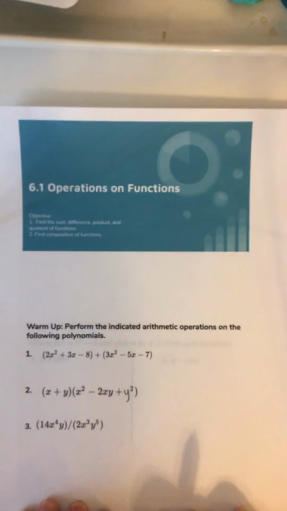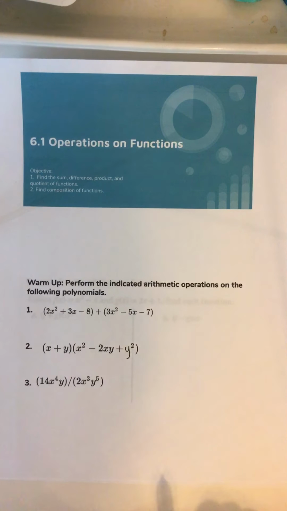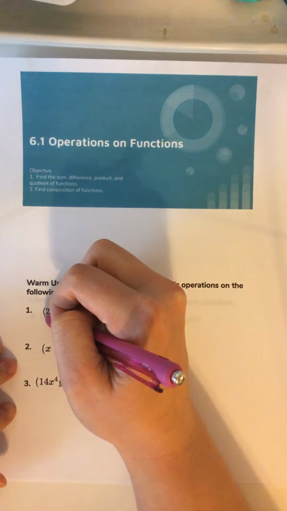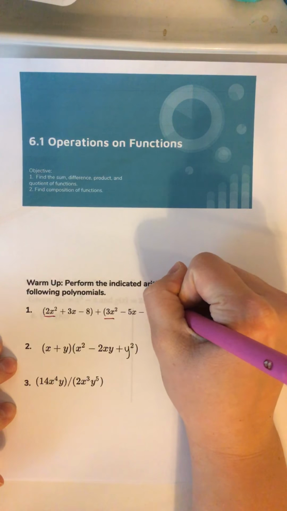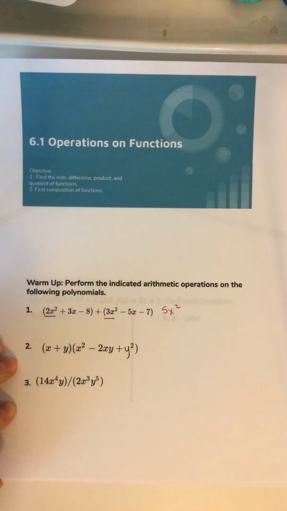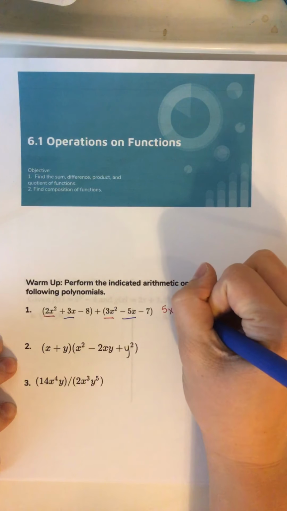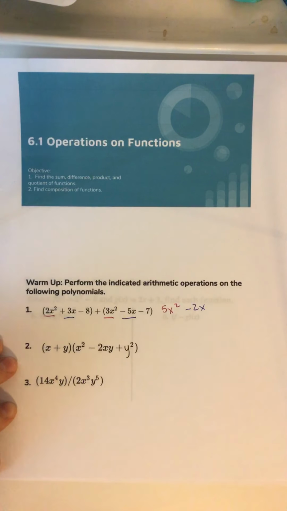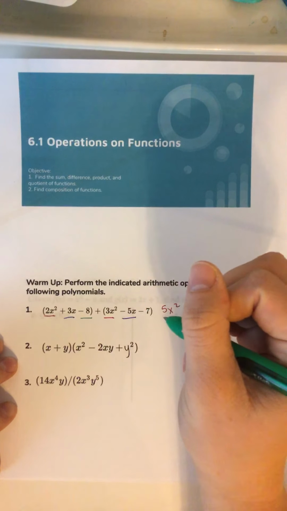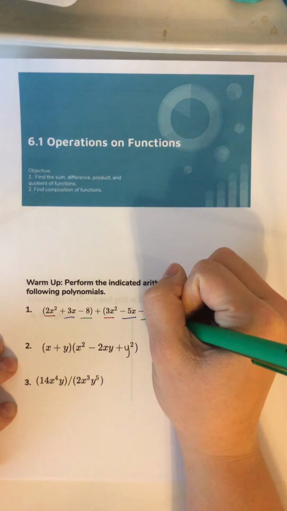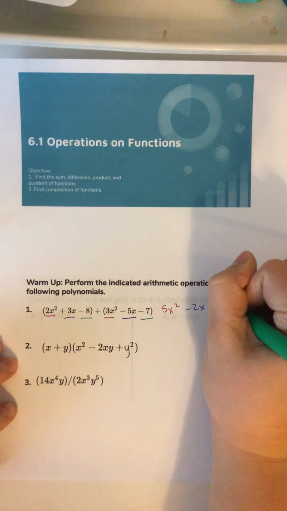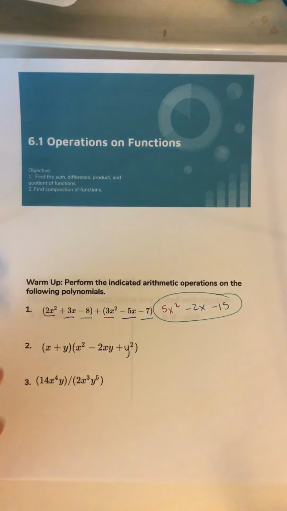But just a little warm-up here to help us review how we add and subtract and multiply different polynomials. We've been doing this in Chapter 5. Whenever we're adding polynomials, you want to add like terms. So I would just do 2x squared plus 3x squared to get 5x squared. Then I could do the x's, so 3x plus negative 5x is going to be negative 2x. And then negative 8 plus negative 7 is really just negative 8 minus 7, which would give us minus 15. And that would be our final answer.